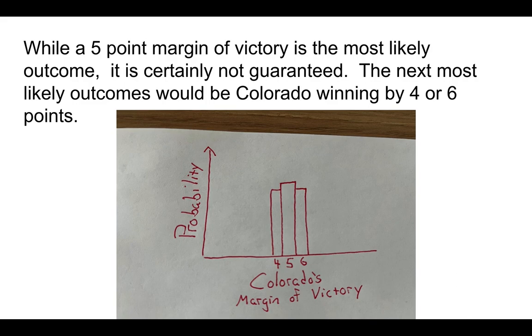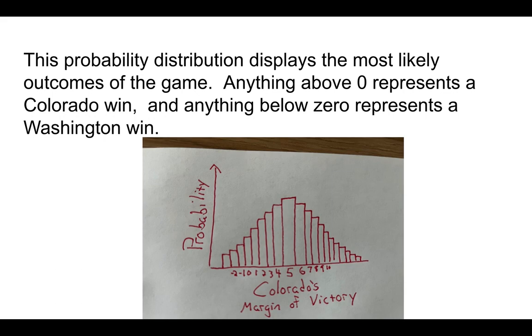Indeed, if we fill this out further, we're going to get something that looks like this. Now, I kind of ran out of room here, but these tails should go out much, much further, 30, 40 points even, because that's possible. We could see one team win this game by 30 or 40 points.